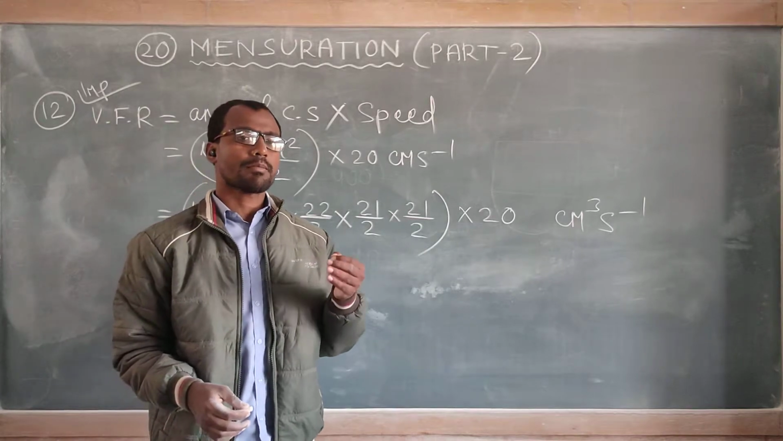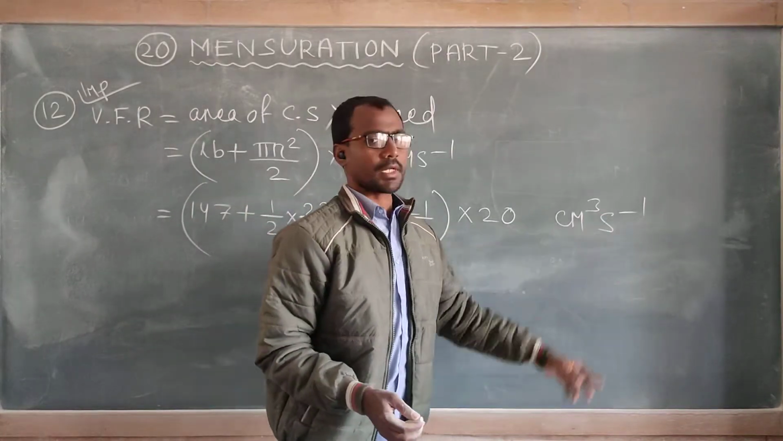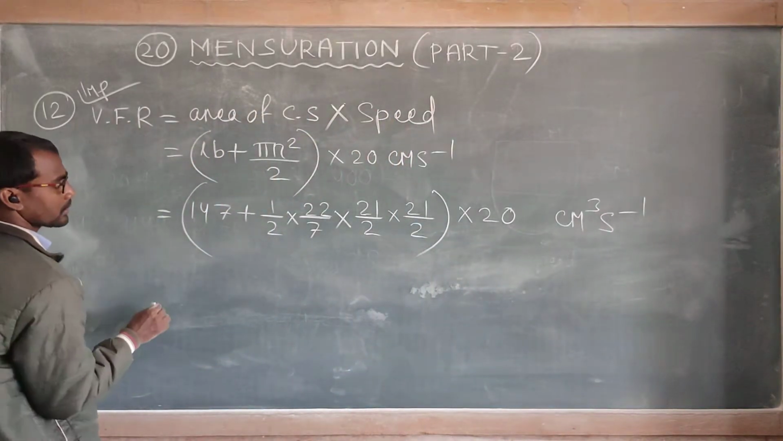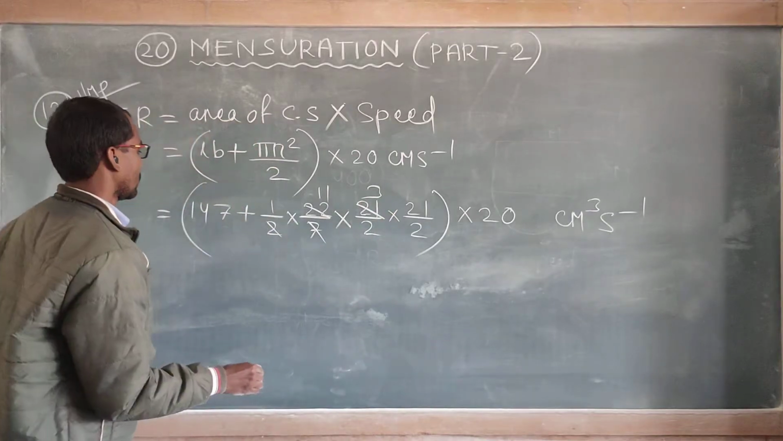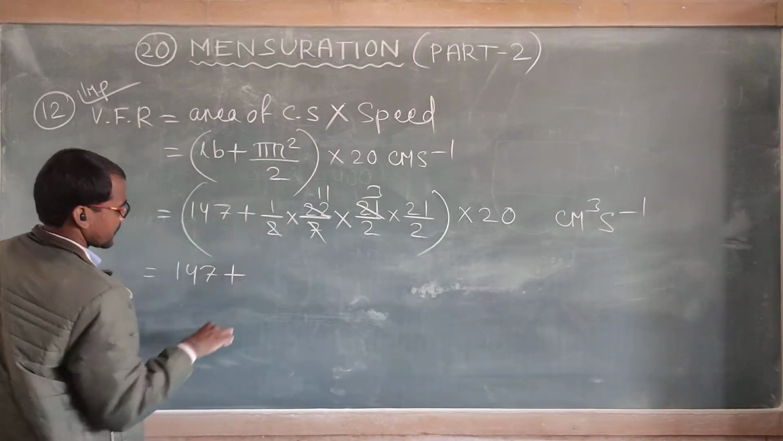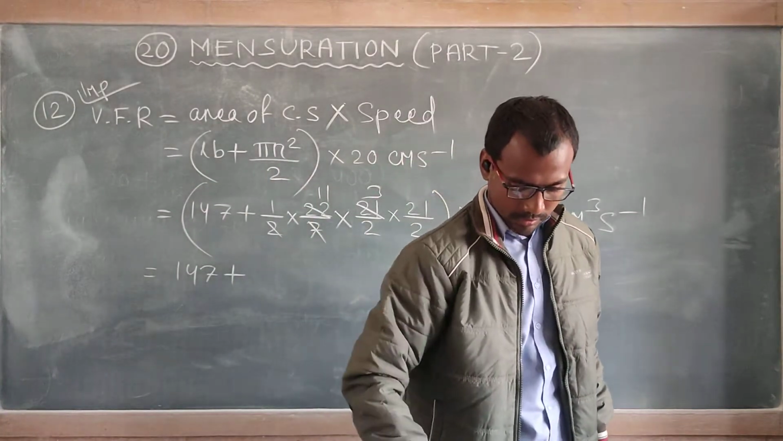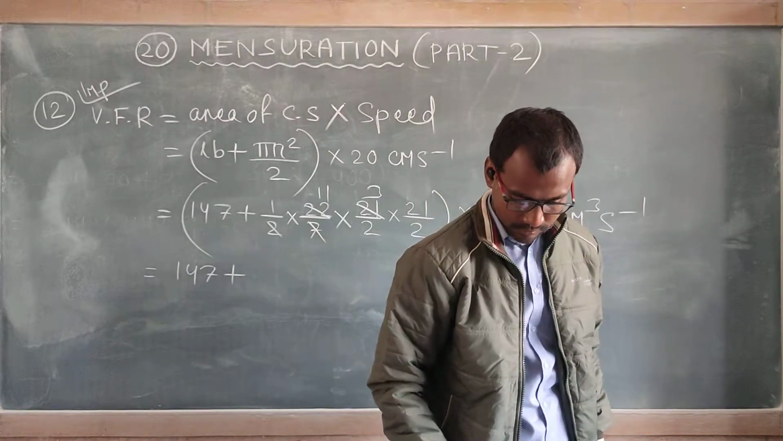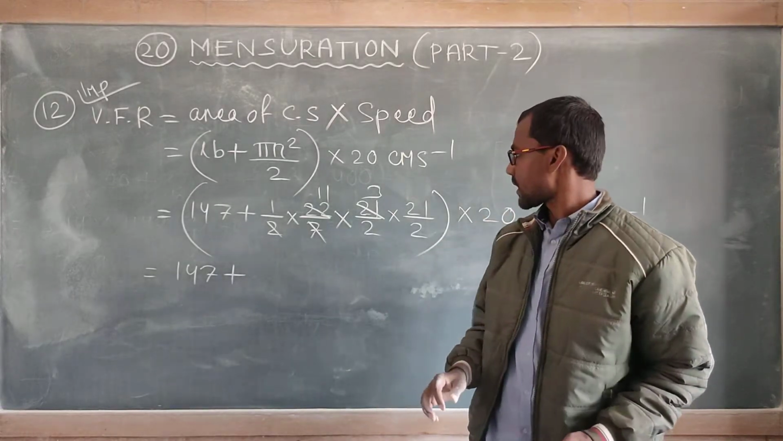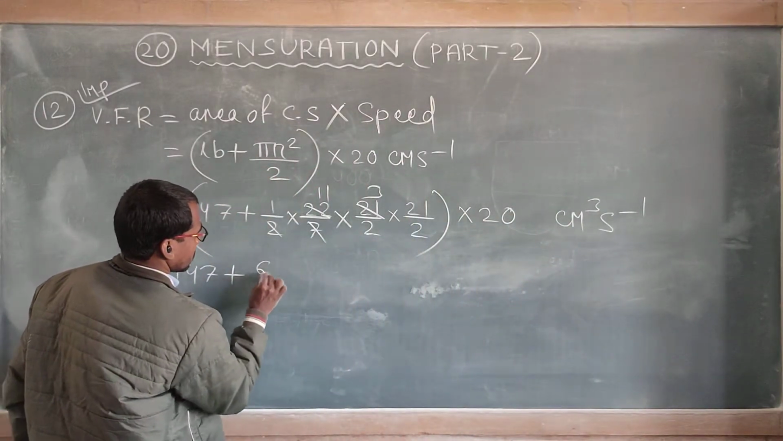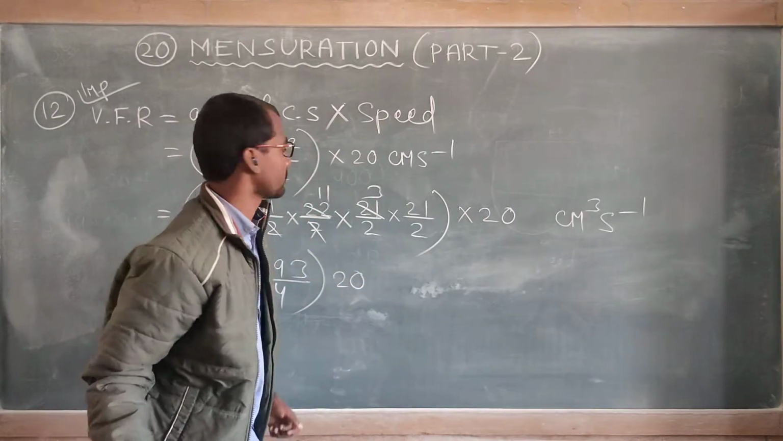How much volume is flowing through the pipe or channel in 1 second? So volume and second time, so cubic cm per second. Let us simplify this. 2 into 11 is 22, 7 into 3 is 21. 147 plus 11 into 3 into 21 means 33 into 21, 693 by 4, into 20.